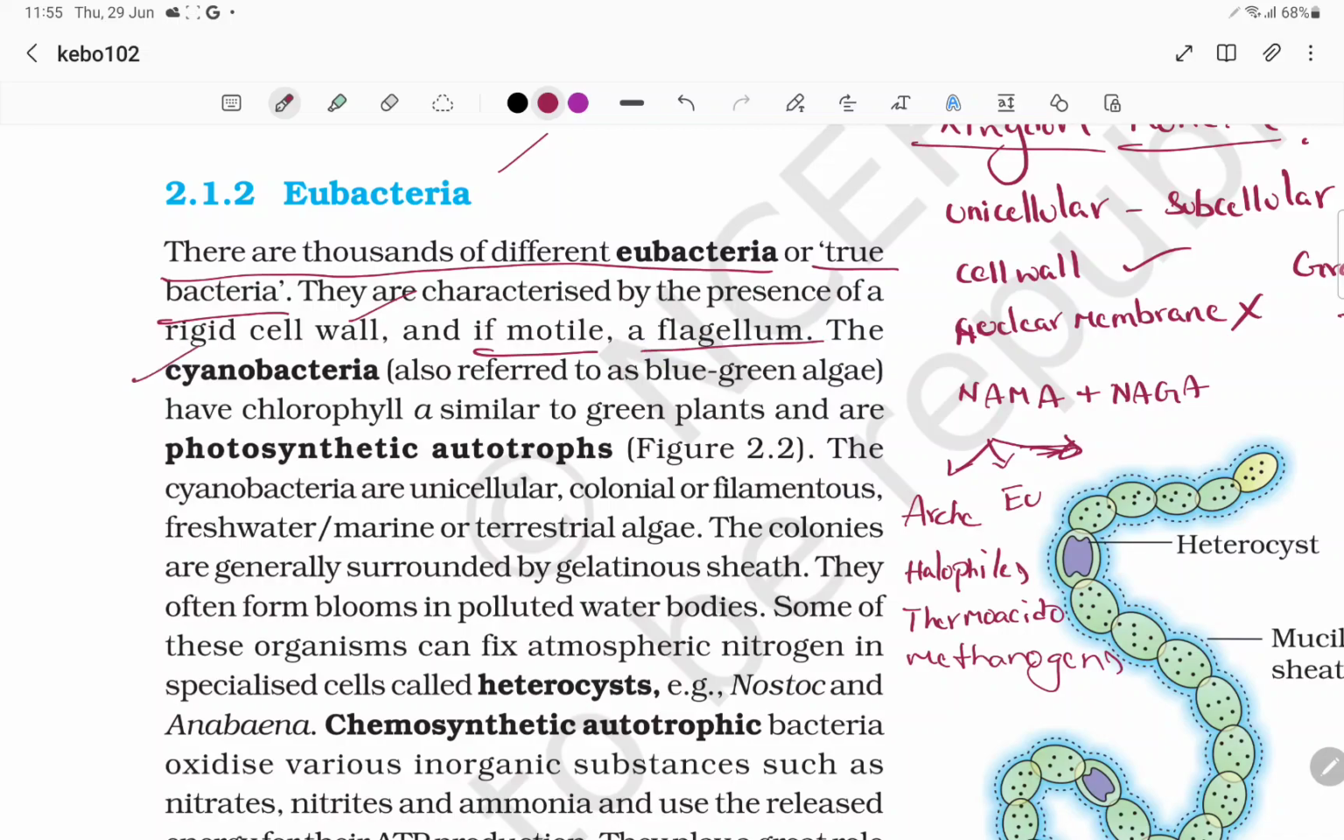The cyanobacteria, also referred to as blue-green algae, have chlorophyll A similar to green plants. Remember, chlorophyll A is the chief photosynthetic pigment. Without chlorophyll A, photosynthesis will not take place. In blue-green algae, we have mesosomes, which have pigments. We call these chromatophores. Similar to green plants, they are photosynthetic autotrophs.